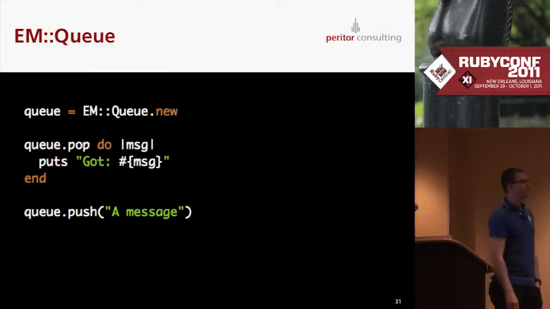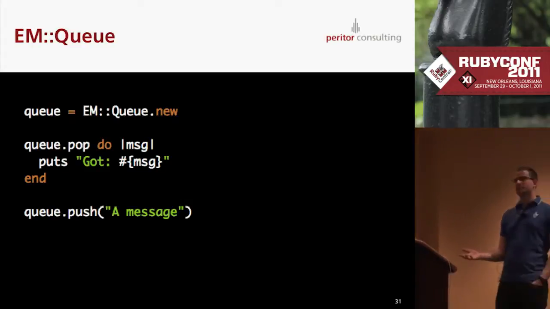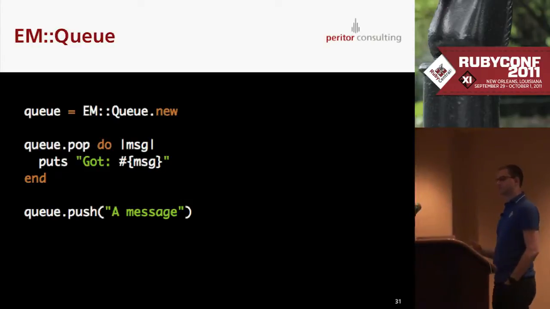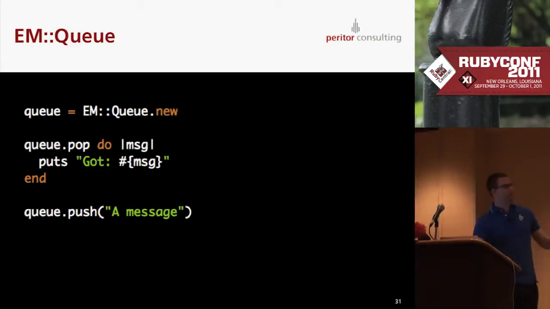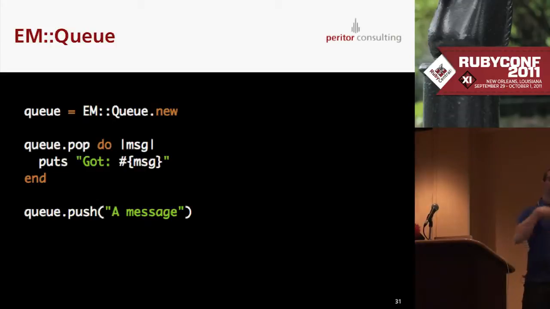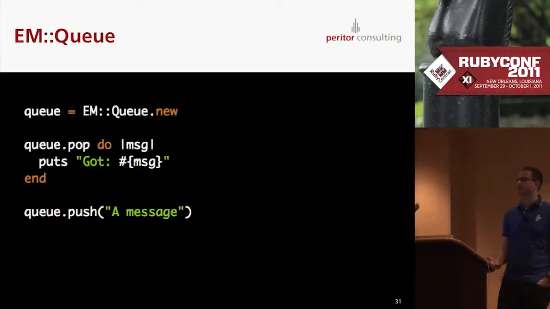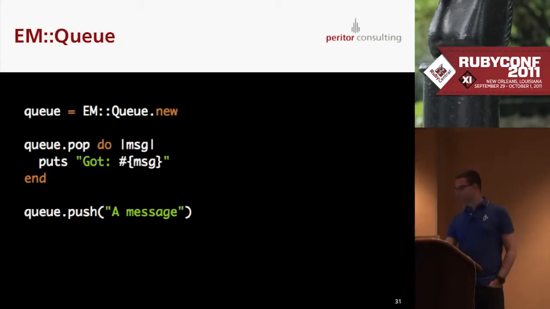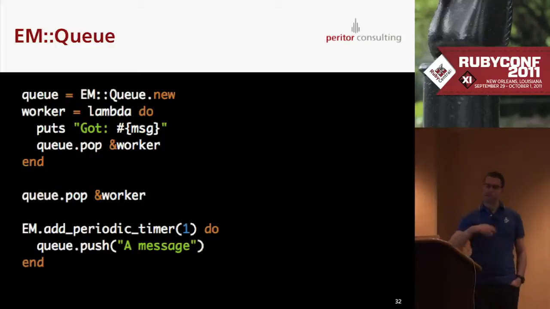The queue is very simple, so you just instantiate it. You can register a callback that will be run on pop, and then you can push messages onto it. The important part to know is that the pop part will only be run once. So if you want to have some kind of worker pattern where you continuously execute something on items on the queue, you need to reschedule yourself.